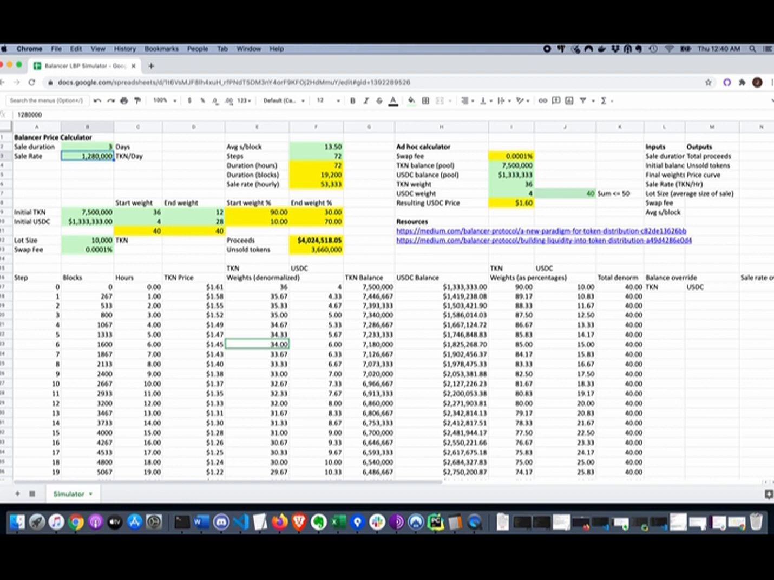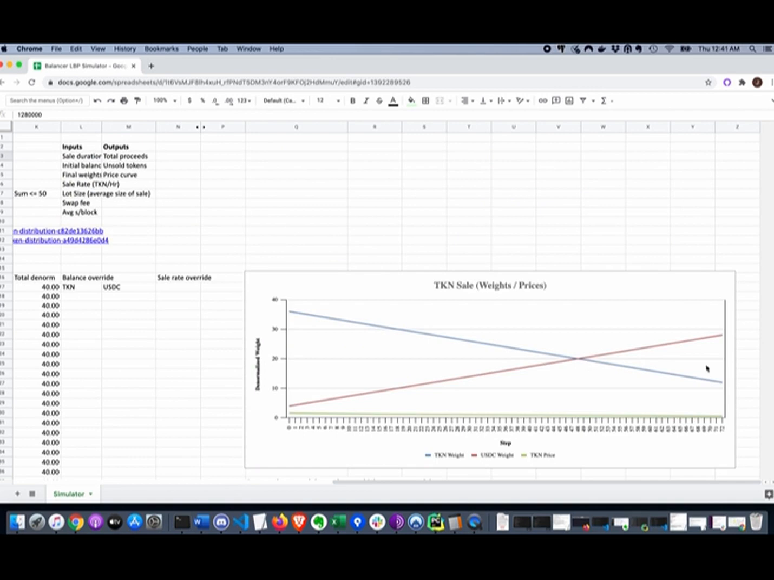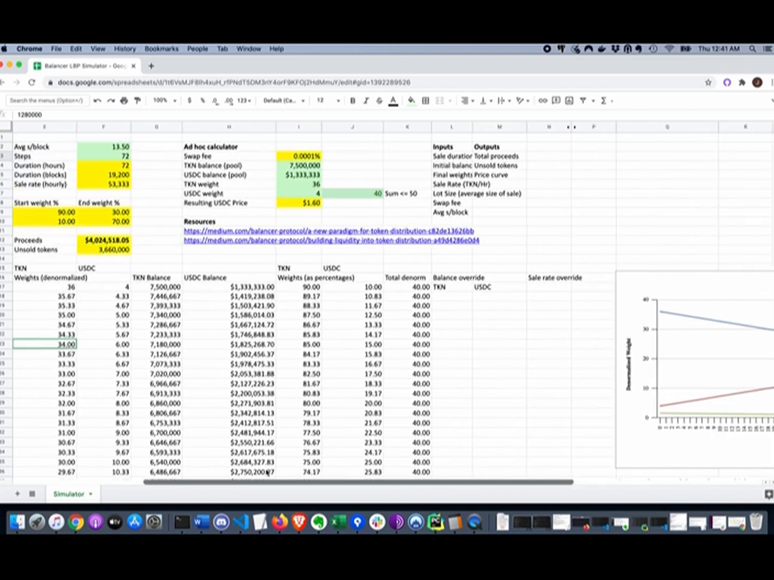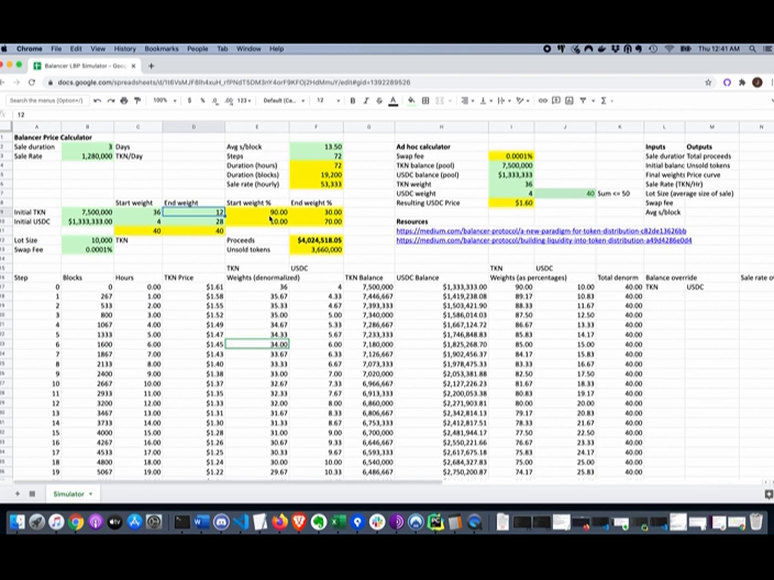So the next important thing, and really the heart of it, is the weight change schedule. That's what you see here, the weights changing over time. You enter starting weights and ending weights for the two tokens, and they'll change linearly between these values over the sale. You can see this graphically here. We start out with a high token weight and a low reserve weight, and they flip over time. The most you can do is a completely symmetrical flip, and then you can see them change symmetrically like this.